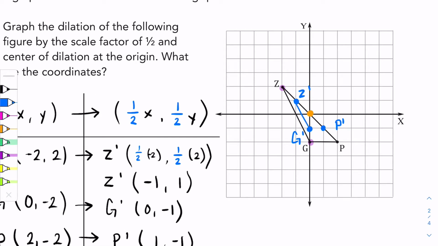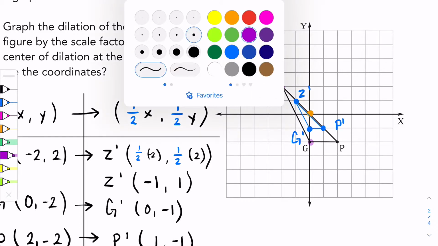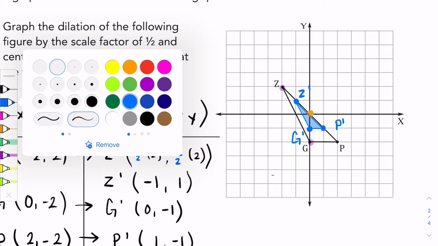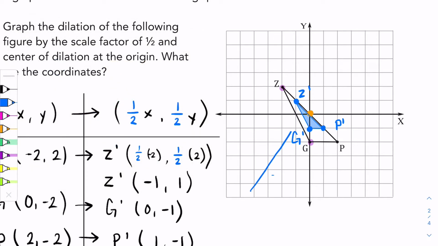When I connect these points, this is going to be my image. And this image just got smaller with respect to the origin. So it was a reduction, smaller size. Because the center is at the origin, it is moving in towards the center, meaning every point is heading towards the center. The figure is becoming smaller.